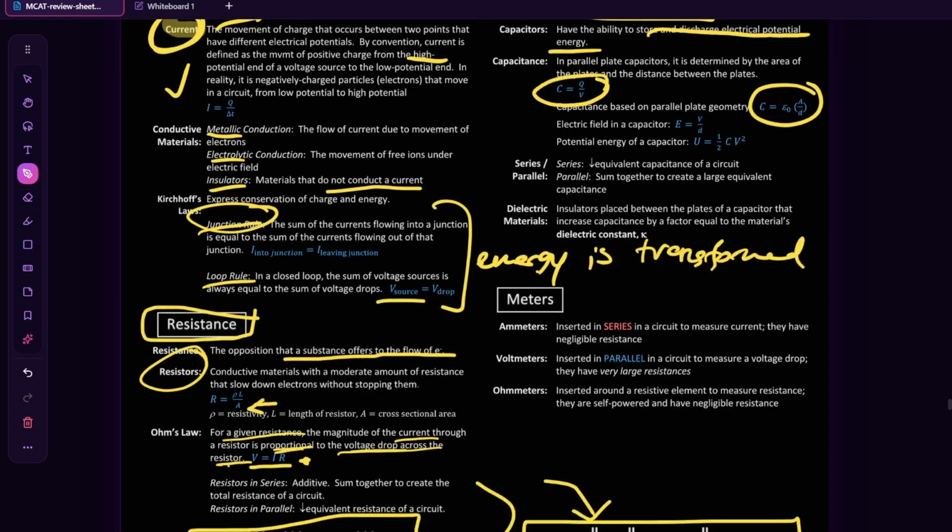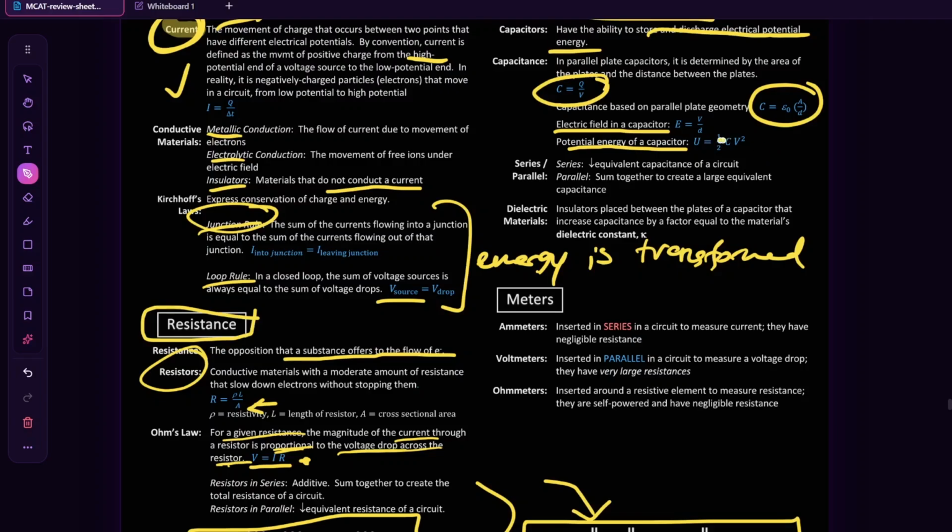Inside a capacitor, the electric field is simply voltage divided by the distance between the plates. The electric field in a capacitor is voltage over distance. And the potential energy of the capacitor is given by this formula here: U equals half C V squared. So that's what you get for the potential energy.